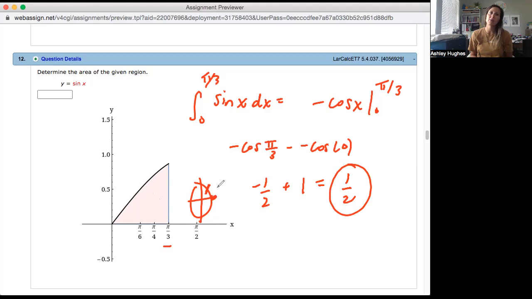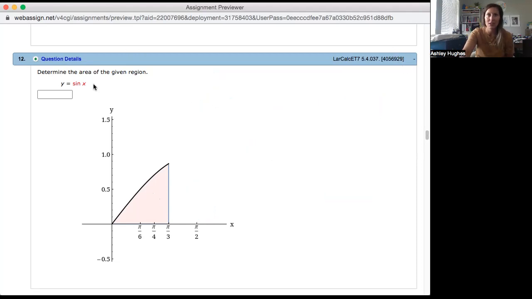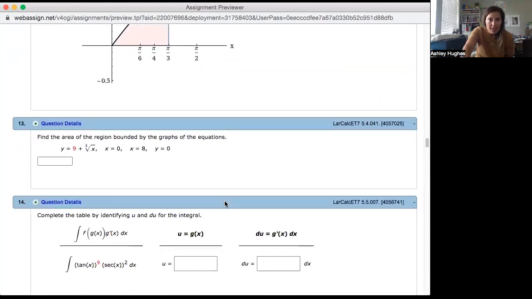Let's talk about that for a second. If I would have gotten -1/2, hopefully you'd recognize that doesn't make sense because it's not negative area. It's not below the x-axis.